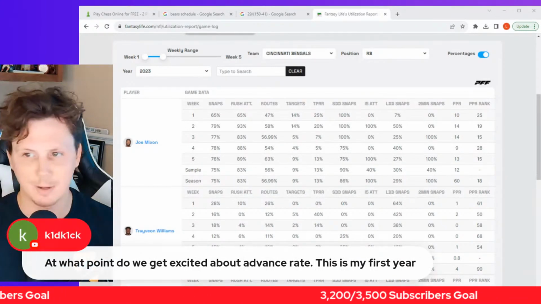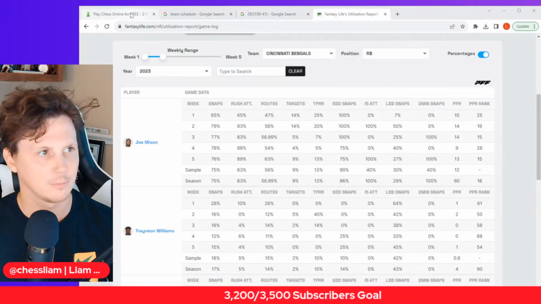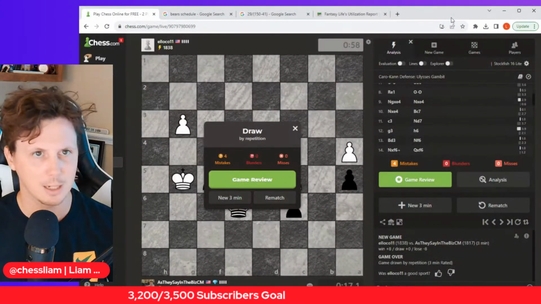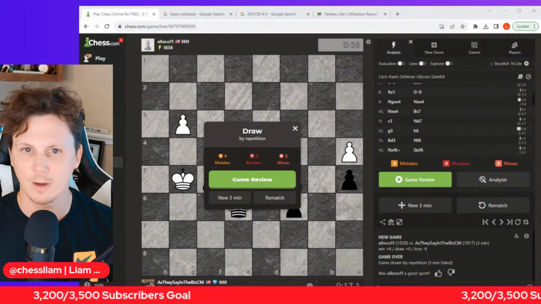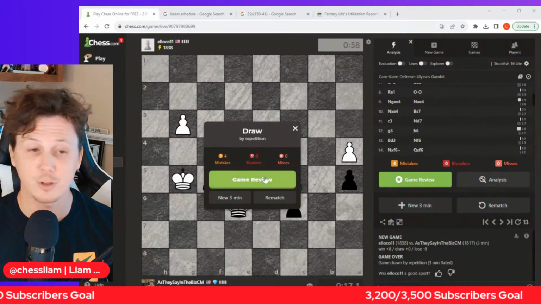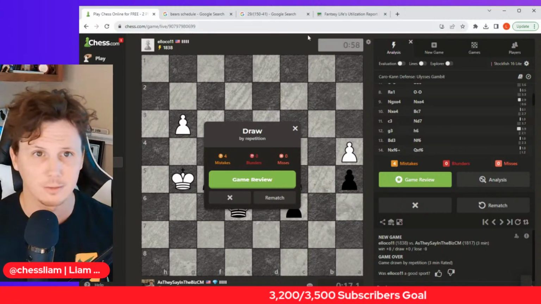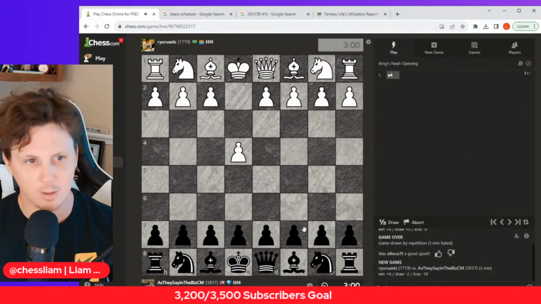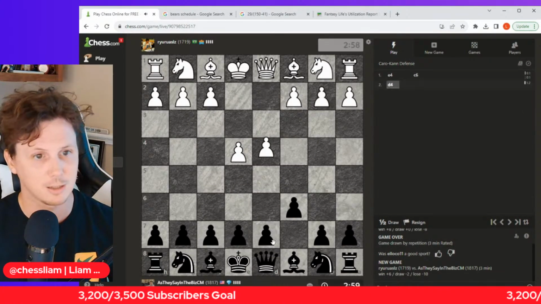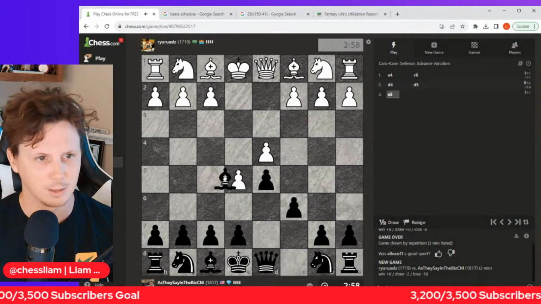At what point do you get excited about your advance rate? Whenever you want to get excited, man, get excited. But keep your advance rate in perspective. If you have a lot of Jefferson, your advance rate's going to fall. If you have a lot of Achane, it's going to fall. If you have a lot of Chase, it's going to go up. If you have a lot of Eckler, it's going to go up.